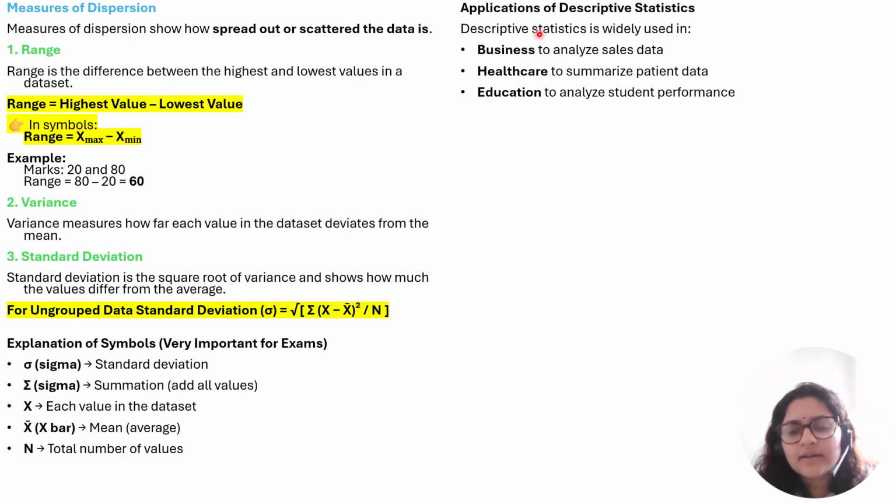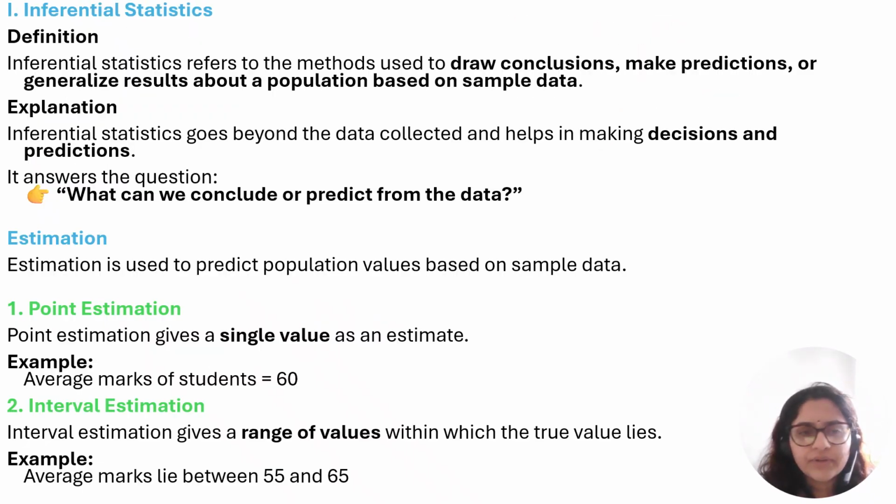Where is descriptive statistics applied? It is applied in business, healthcare, and education. All these involve a lot of data, so descriptive analysis is useful in all these fields.